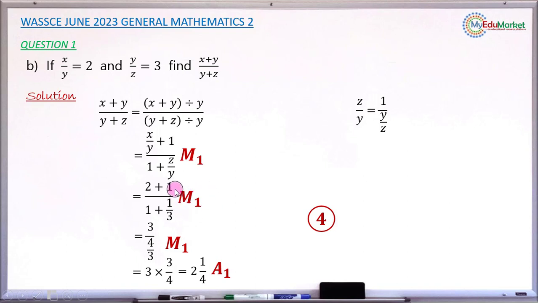In attempting to simplify this fraction, you have another method 1 mark. And when you have the final result as 2 whole number 1 over 4 correctly, you have the accuracy 1 mark. So in total, this question has 4 marks.